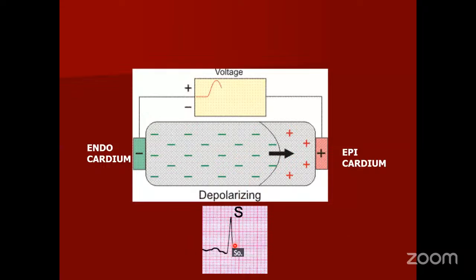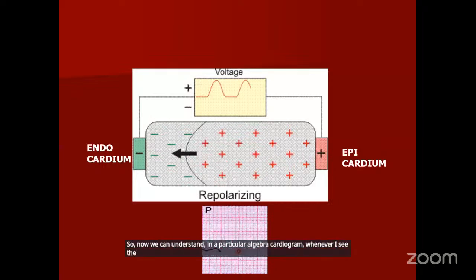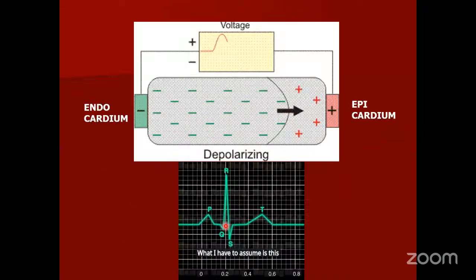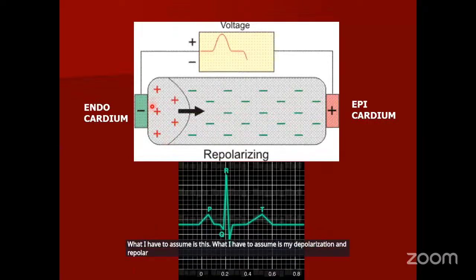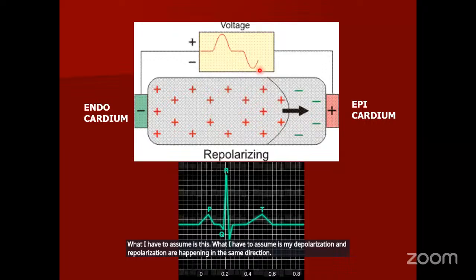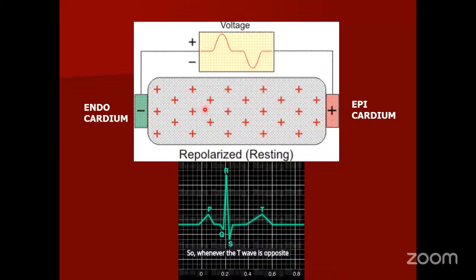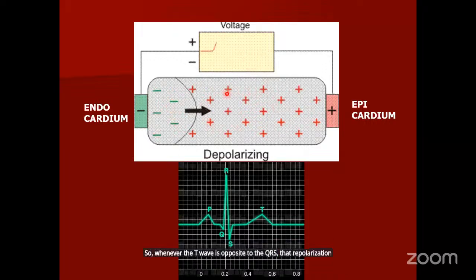So now we can understand that in a particular electrocardiogram, whenever I see the QRS is upright and the T wave is negative, what I have to assume is that depolarization and repolarization are happening in the same direction. So whenever the T wave is opposite to the QRS, the repolarization direction has changed.